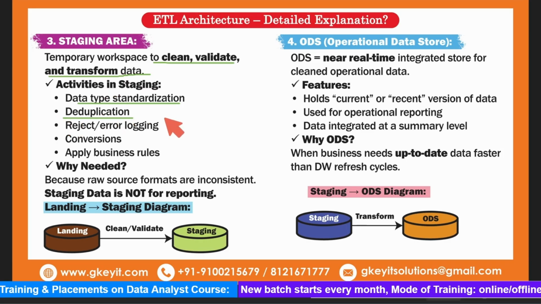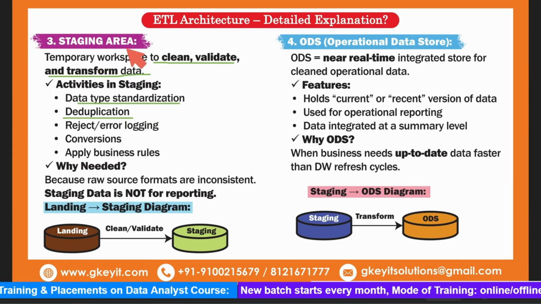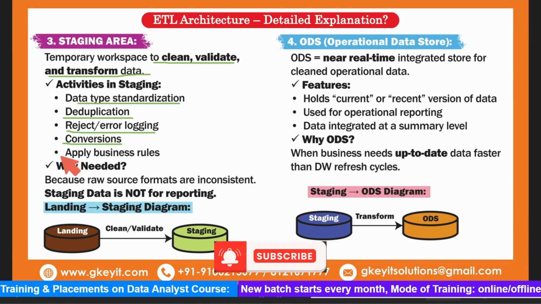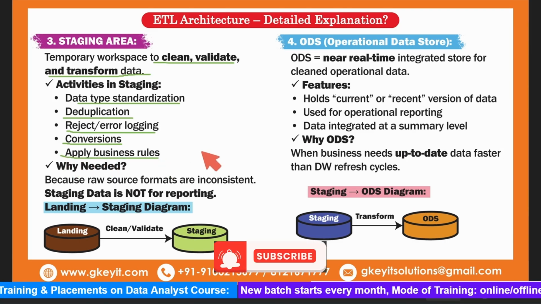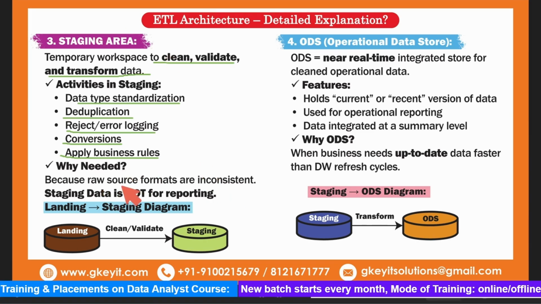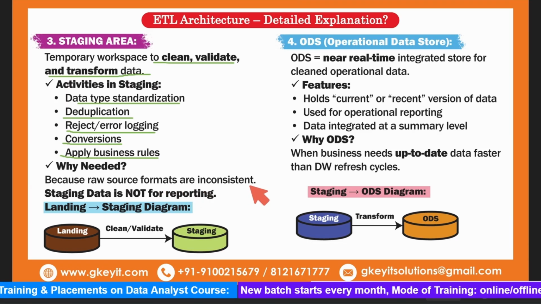And deduplication, that means if any duplicates are available from different source systems, they are going to be handled at the staging area. Reject and error logging, that means if there is any unwanted data, it can be rejected, and we can log errors on this. And conversions also happen. Sometimes some data types from the source systems don't match the target tables, so conversions happen here. And finally, here we can apply business rules. And coming to why we need a staging area: because raw source formats are inconsistent.